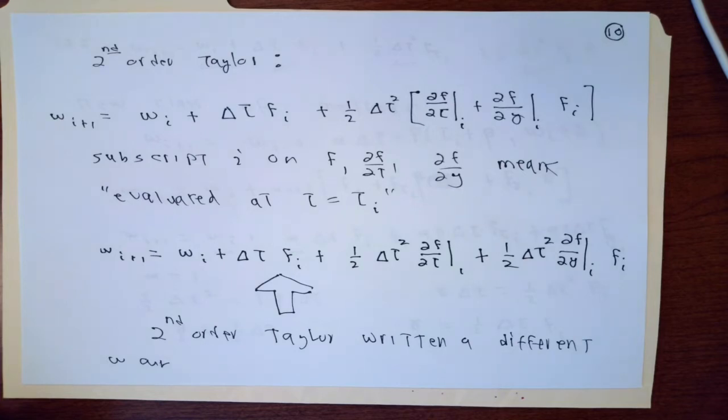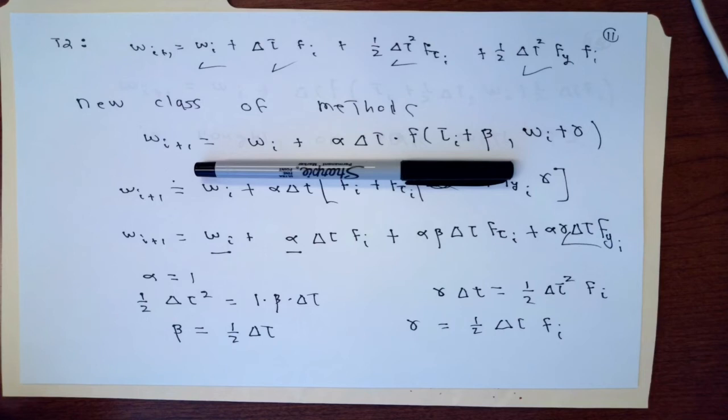Multiply out all of these quantities and you'll get the last formula on the page. Again, this doesn't seem like it's very good because we have to do all of these partial derivatives. We're going to be extremely clever about this. We're going to have a new class of methods.